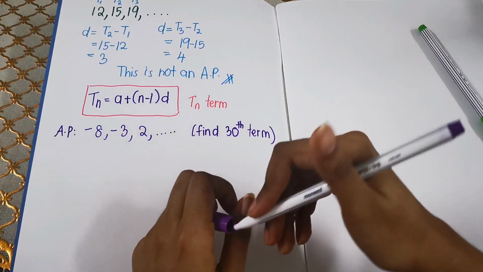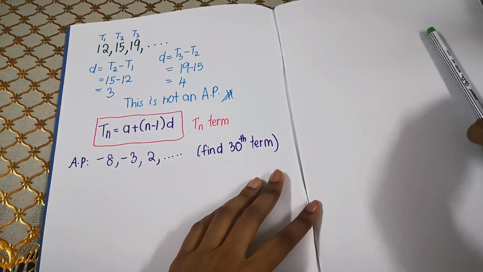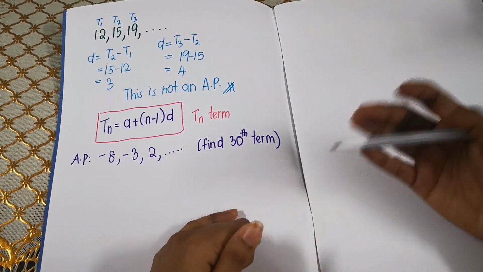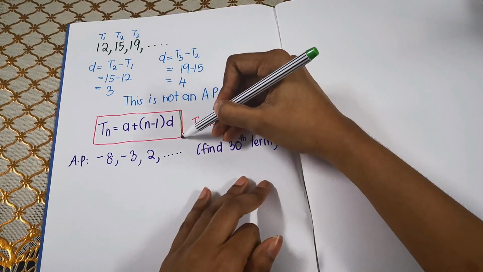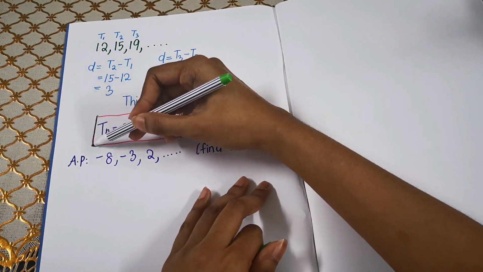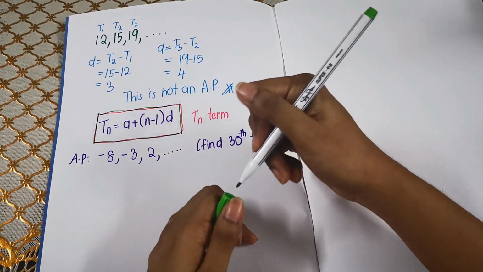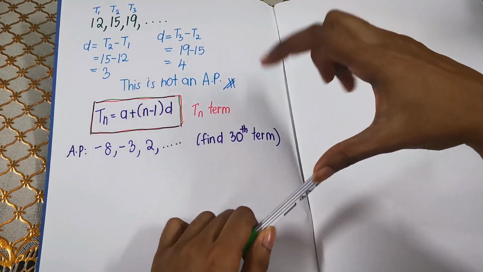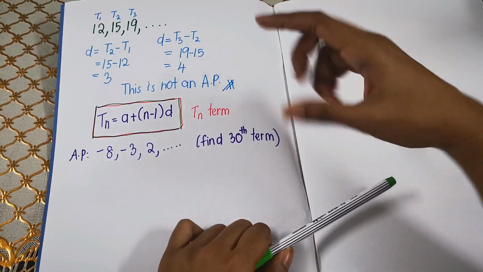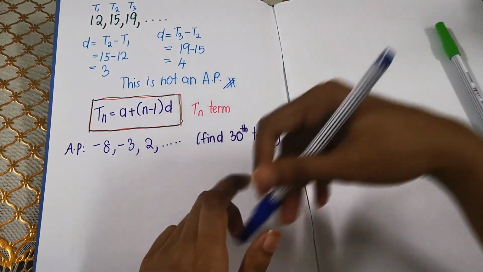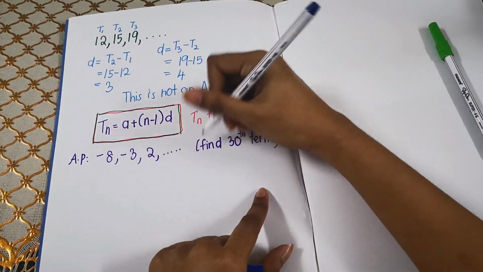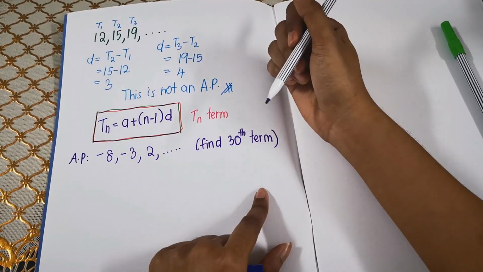First, we know that we need to use the formula. If you can memorize this formula, it would be good. Do a side note for memorizing formulas, and this is also given in the exam. Now, I'm going to find the 30th term, so I'm going to use this formula.